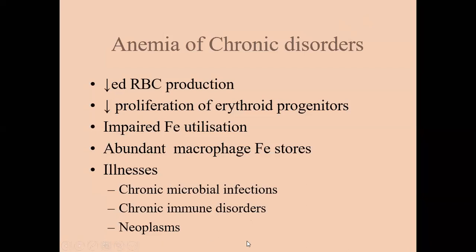In these patients, what kind of anemia do you get? Anemia of chronic disorders. There is decreased RBC production, decreased proliferation of erythroid progenitors, and impaired iron utilization. Remember, in iron deficiency anemia, iron is not there. There is scarcity of iron. But in anemia of chronic disorders, there is plenty of iron, but iron couldn't be used for erythropoiesis. Impaired iron utilization. There will be a lot of macrophage iron stores, hemosiderin, ferritin, all that.